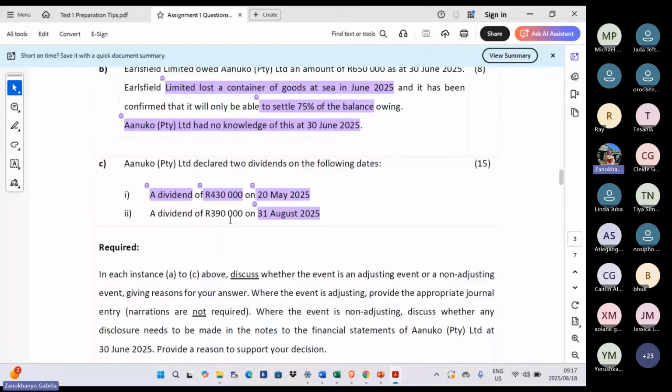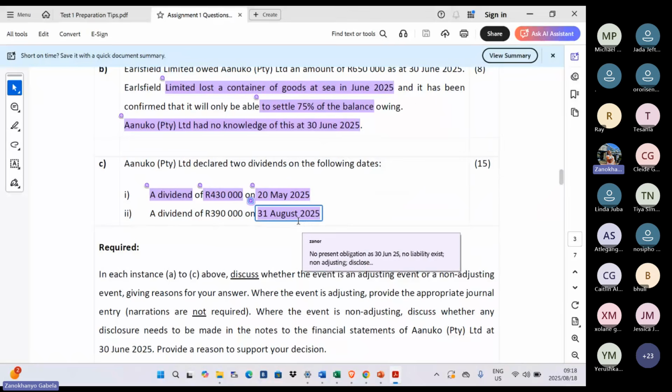A dividend of 390, but now when? On the 1st of August 2025. When is this? It's after 30 June. Careful now. So you mentioned non-adjusting event. Why? Because the declaration only happened on 31st August 2025. That means as at 30 June 2025, there is no present obligation as a result of a constructive obligating event, meaning that we will never recognize a liability.